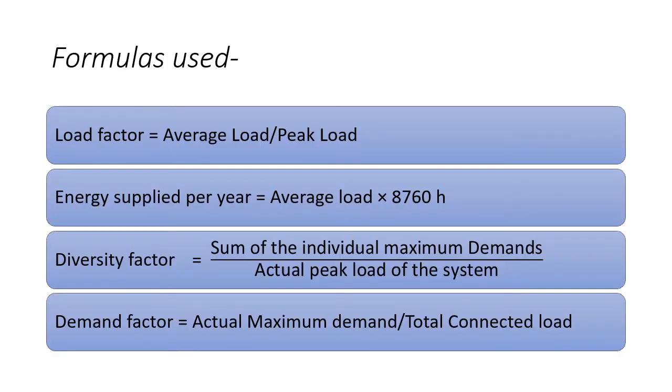Formulas we should remember for this question: first is load factor equal to average load divided by peak load. We have to calculate average load. Load factor and peak load are given. Next is energy supplied per year equal to average load into number of hours in 1 year, that is 365 into 24. The next formula is diversity factor equal to sum of individual maximum demands divided by actual peak load of the system. And next is demand factor equal to actual maximum demand divided by total connected load. All these four formulas you should remember.